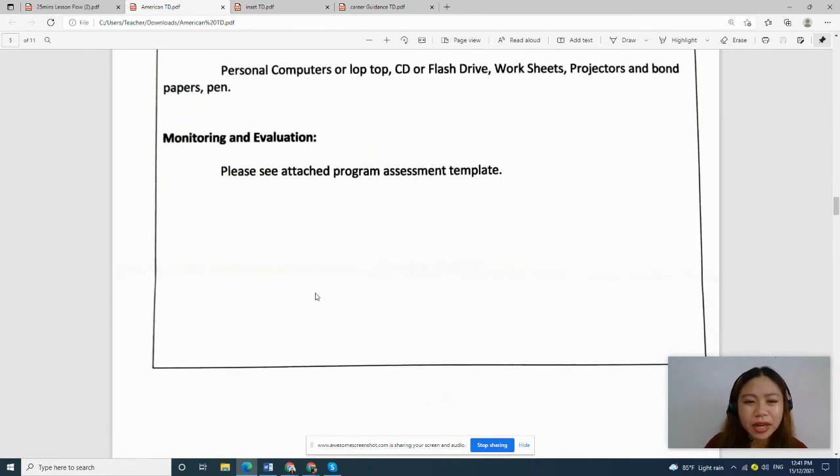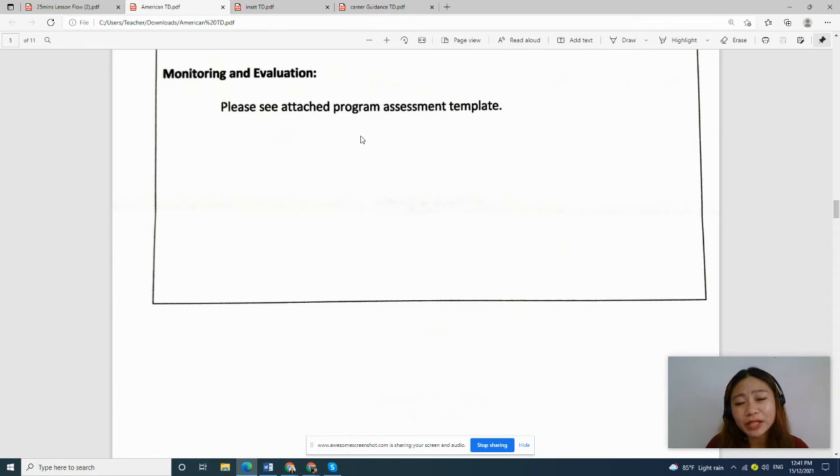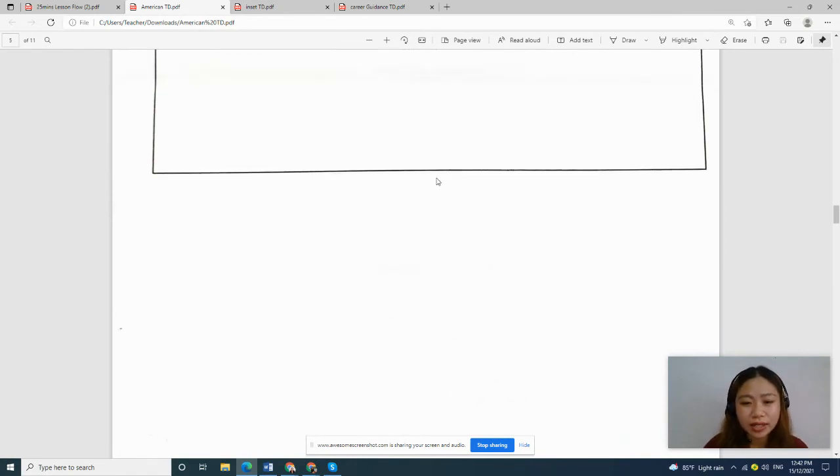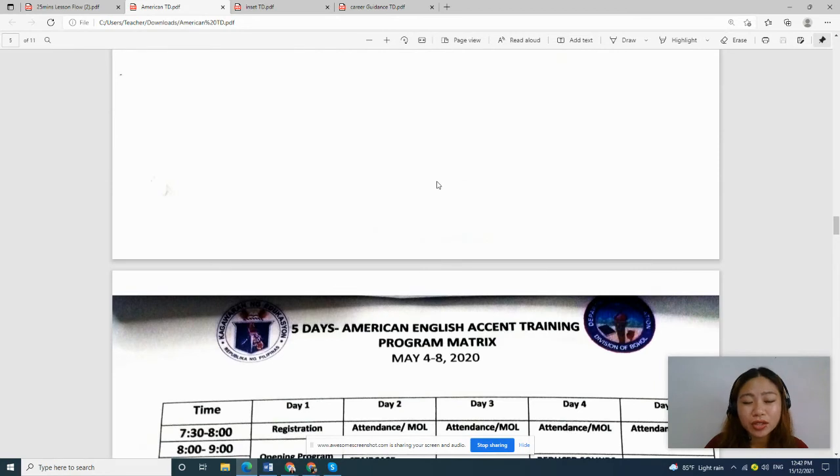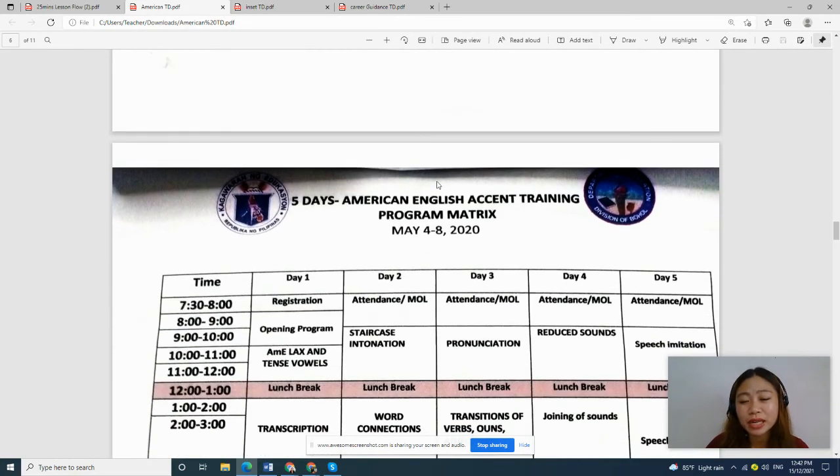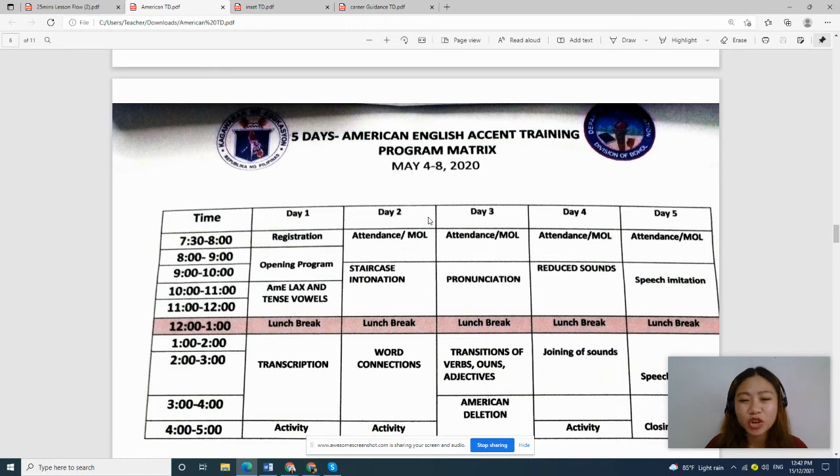All right. So next we have the monitoring and evaluation. I have here, please see attached program assessment template, because the division office has its own template of assessment. We call it the F3 M&E report form. I'm going to show that to you at the end because I used it as an attachment of my training design. So it's also important that you attach the F3 or the M&E evaluation form in your training designs.